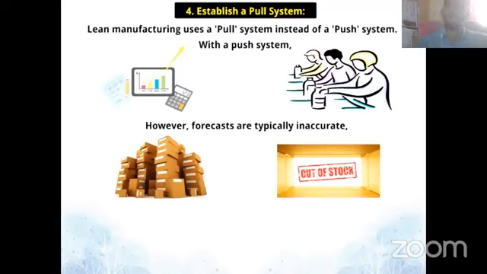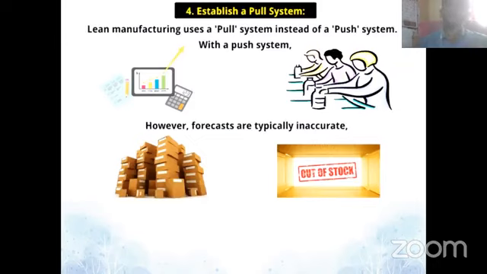The next principle is to establish a pull system. There are two types of system: the pull system and the push system. In traditional manufacturing, we use the push system. In the push system, we first procure inventory or raw material, then we make a plan or forecast, and accordingly we manufacture the product. But lean manufacturing is a pull system instead of a push system. In the pull system, we first take the orders, then accordingly we procure the inventory, and as soon as we get the order, we manufacture the product.